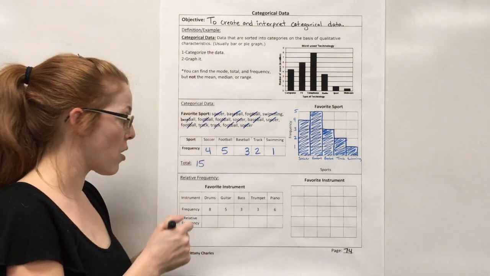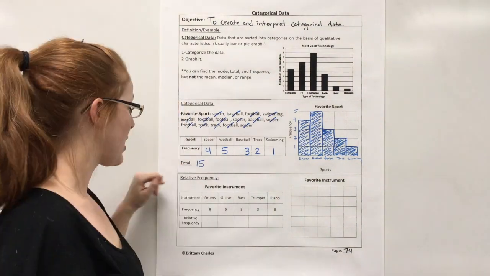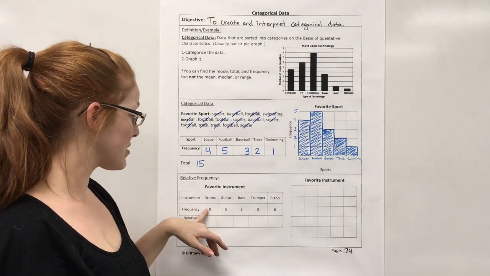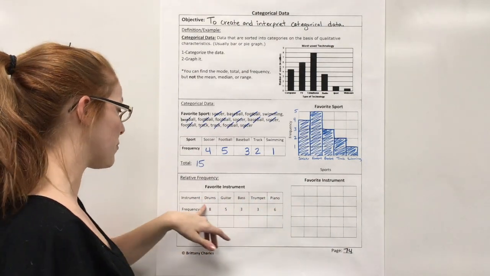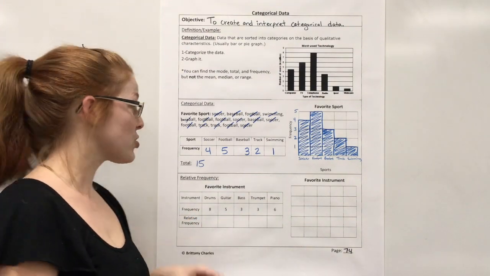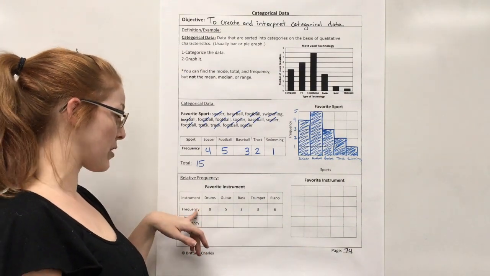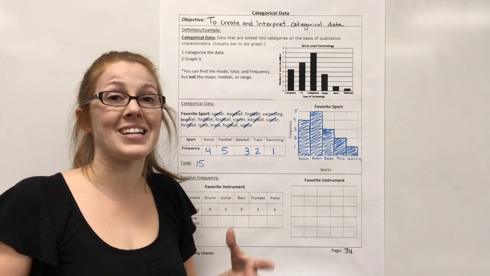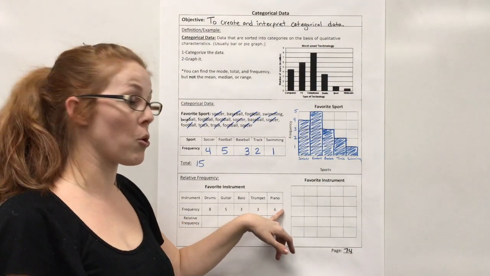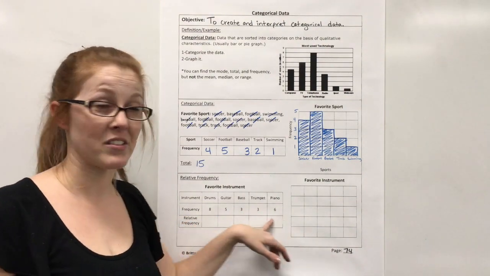Okay, let's look at another example. First of all, I have all of these instruments, and this is the frequency, meaning these people voted for this. And now what it wants is the relative frequency. Relative frequency is very similar to frequency, except it just wants it represented as a percentage. So the first thing I should do is figure out what the total is here. How many people participated in this data?